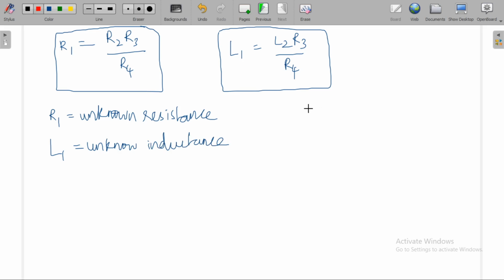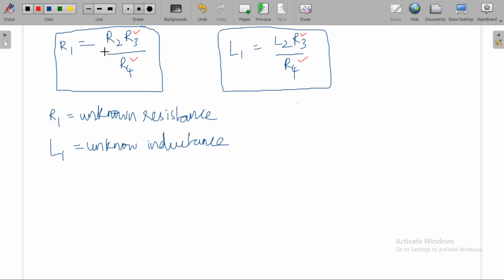Now here see, R1 is equal to R2 R3 by R4, and L1 is equal to L2 R3 by R4. R3 and R4 are common in both equations. So if you vary R3, this shows an effect on L1. If you vary R4, this shows an effect on R1. So don't vary R3 and R4, because these two terms are common in both balance equations.